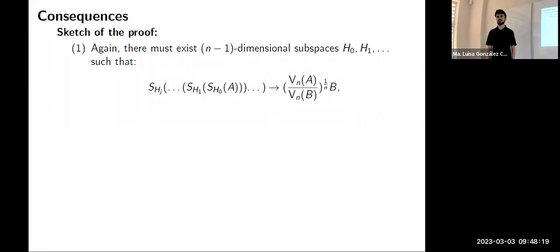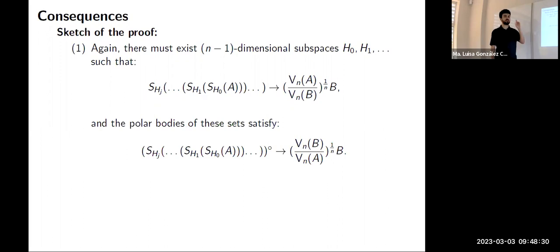So again, there must exist some n-1 dimensional subspaces H0, H1, and so on, such that this iterated sequence of symmetries converges to that scaled ball. We also can consider the polar of each member of this sequence, and one can show that this sequence converges to this other ball. The difference here is that B is down here, and B is up here, and A is up here, and A is down here, basically.